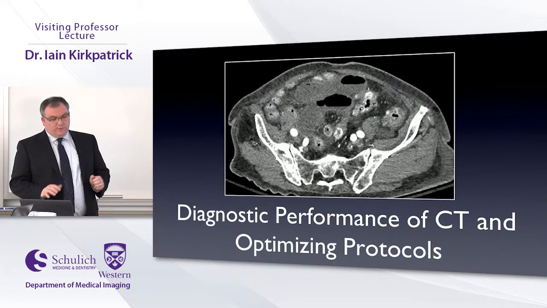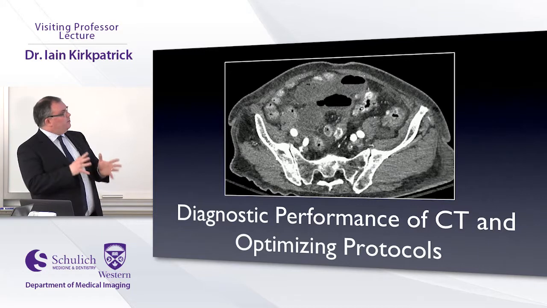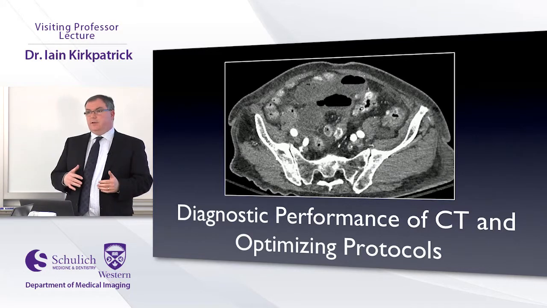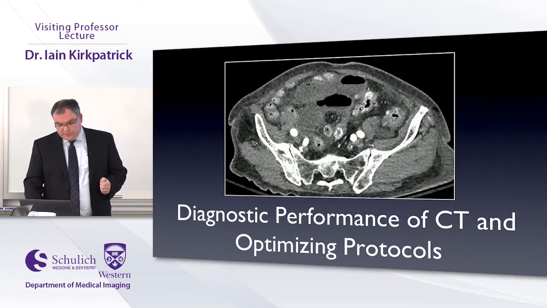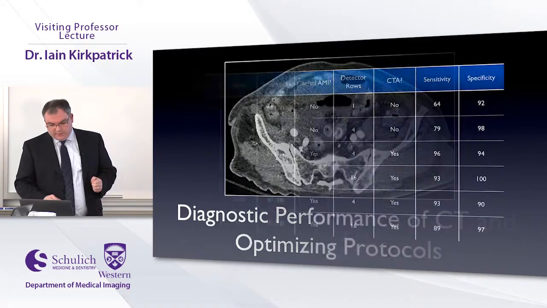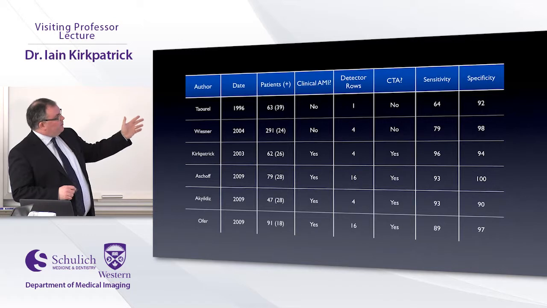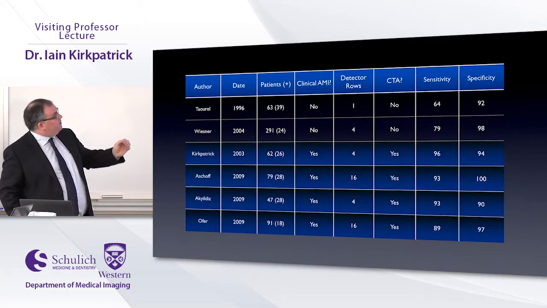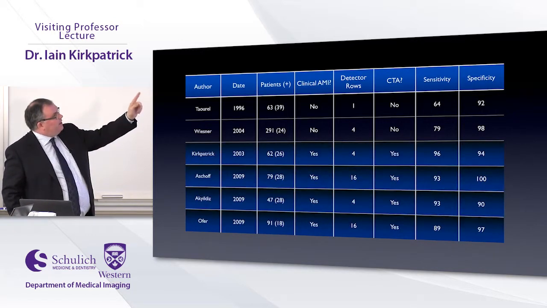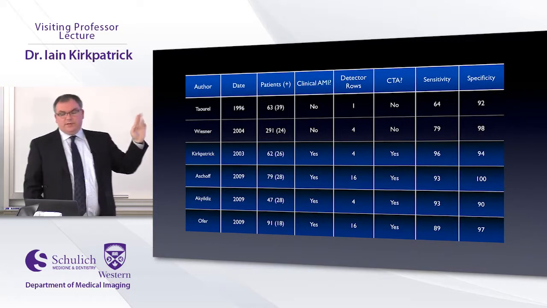So we've gone through a whole bunch of different signs. Let's try and put them all together and talk about how we can make the diagnosis, and also a little bit about how we can optimize our protocols. If you look at all the major papers done looking at ischemia over the last 15 years, you'll see that there is a big jump in the sensitivity of CT for acute mesenteric ischemia in the early 2000s, and that's related to two factors.